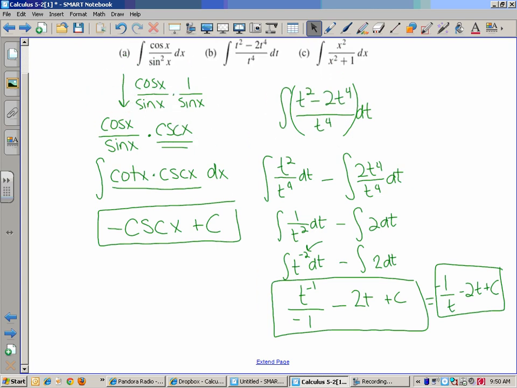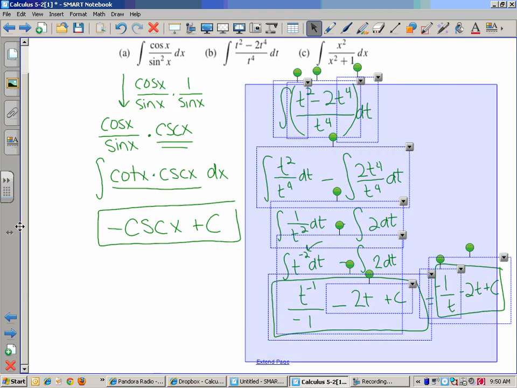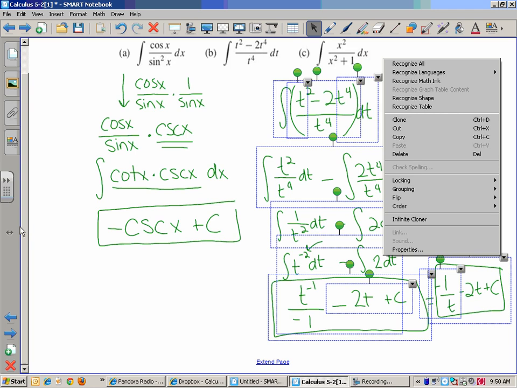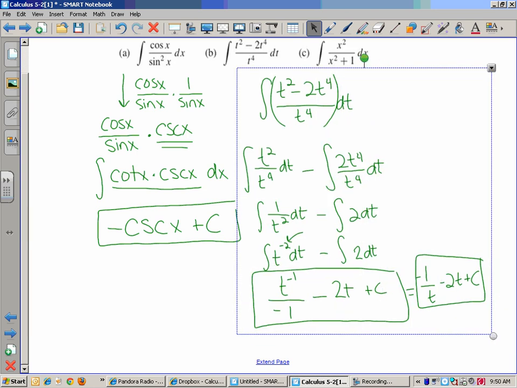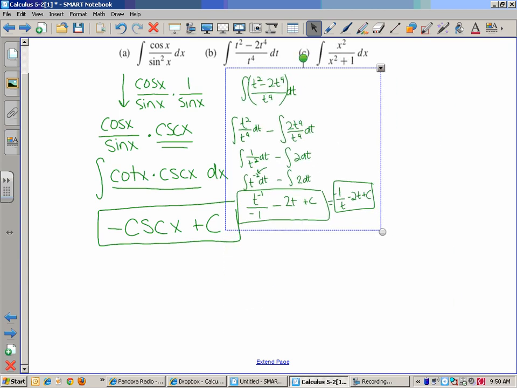Oh no, Miss Collins, I want to group all of this. Oh, okay, so I want to group all of this. I just need to shrink this down so I have room for the other one.